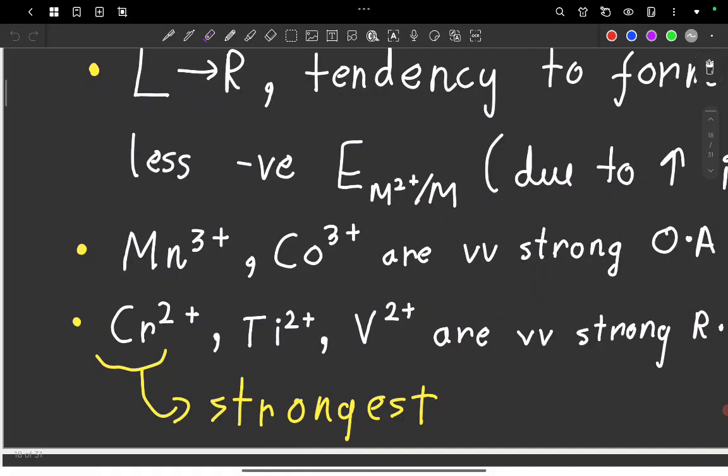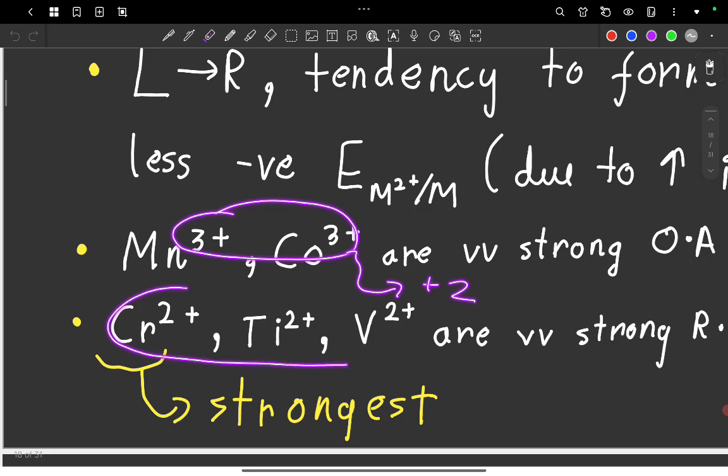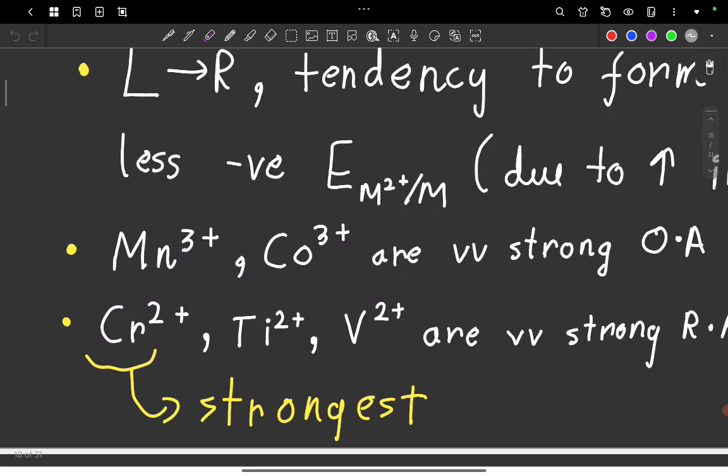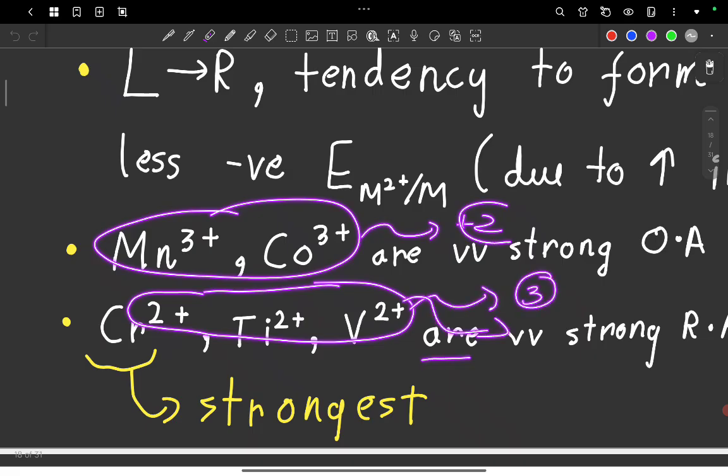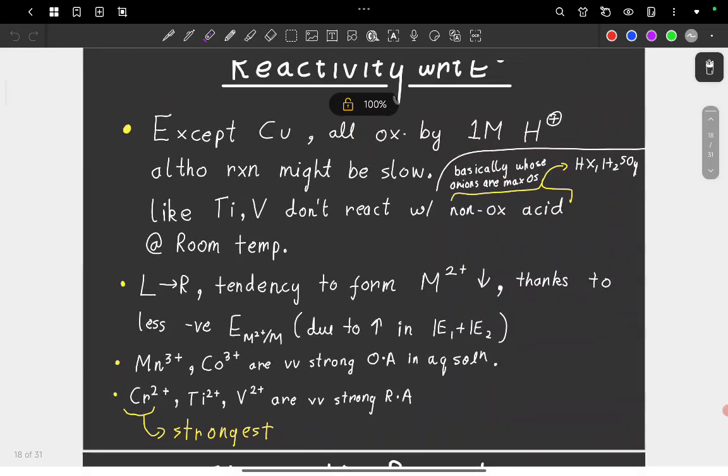And a way to remember this is that somebody who has plus 3 wants to lose an electron to go to plus 2. But something which has a plus 2 wants to gain an... Wait, I said the opposite. This wants to gain an electron to go to plus 2. And something which has plus 2 wants to lose an electron to go to plus 3. So if they are losing an electron, they are reducing. And if they are gaining an electron, they are oxidizing.